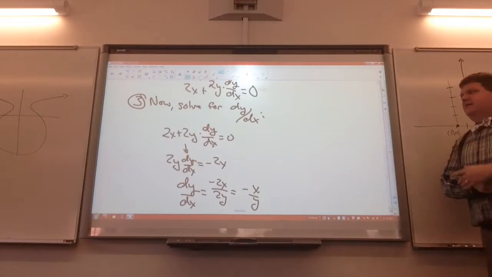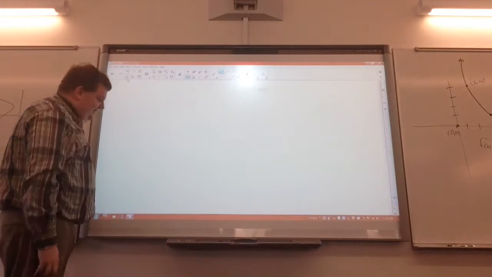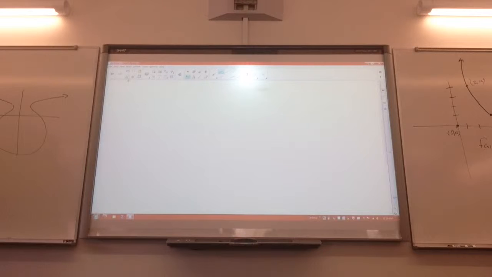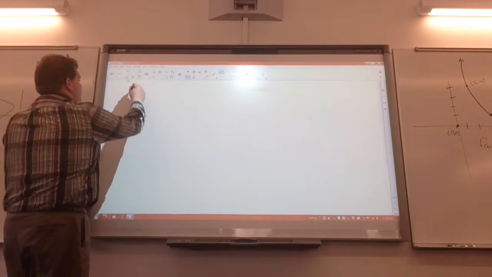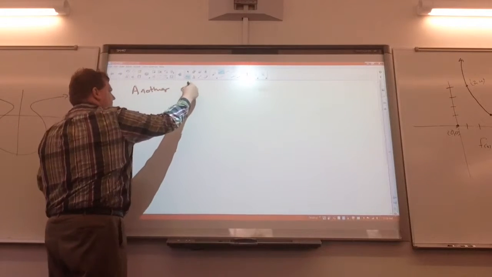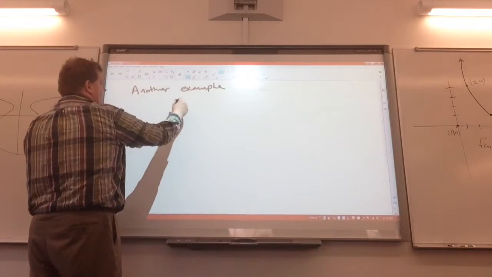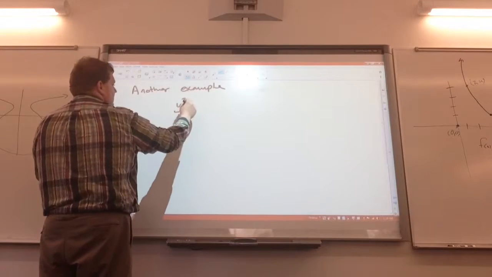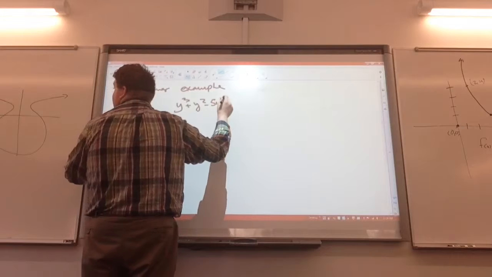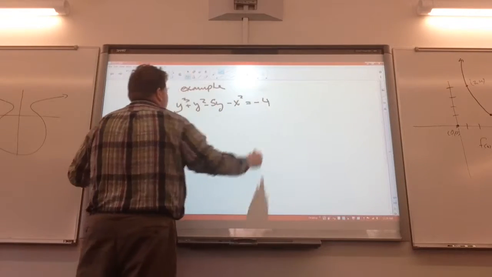Okay, let's look at another example. Let's look at the weird cowbell, horseshoe-esque graph. I don't know what you want to call it. Get some practice here. We've got y cubed plus y squared minus 5y minus x squared equals negative 4.